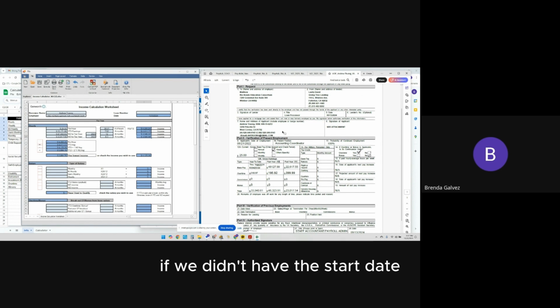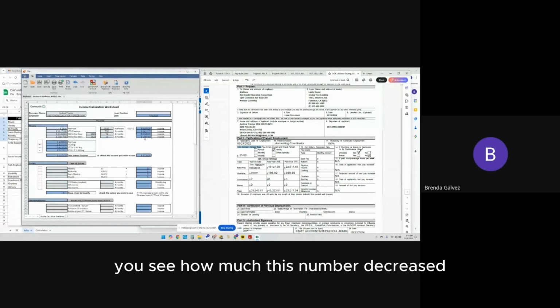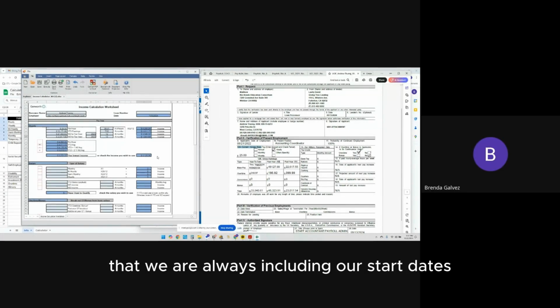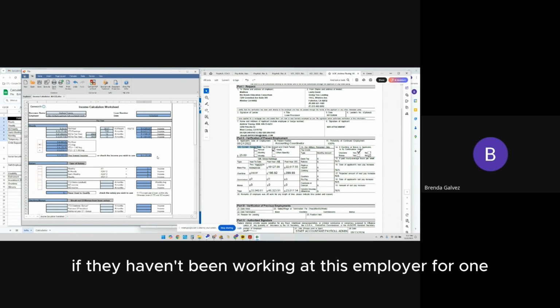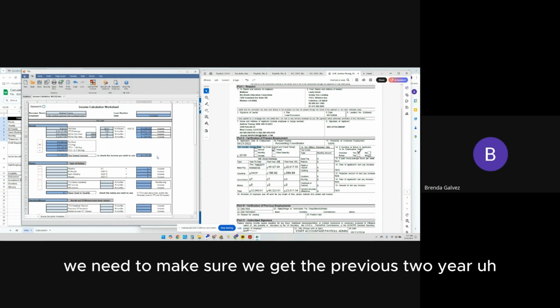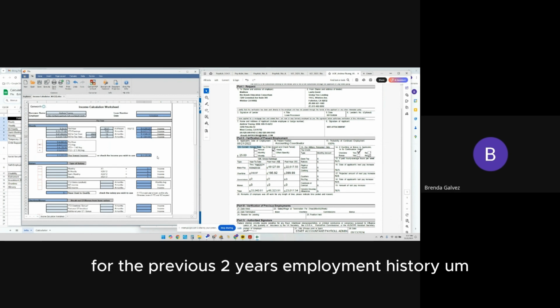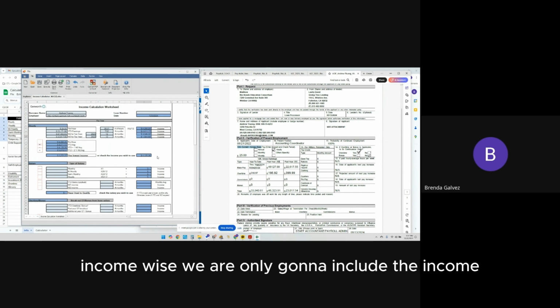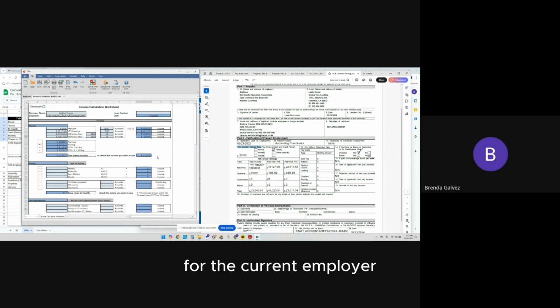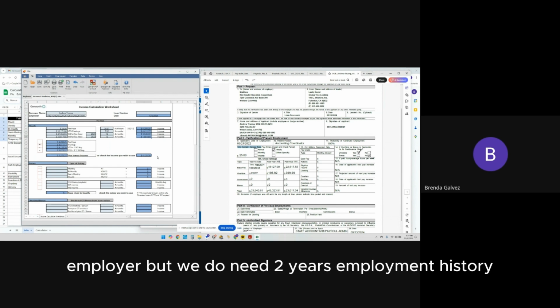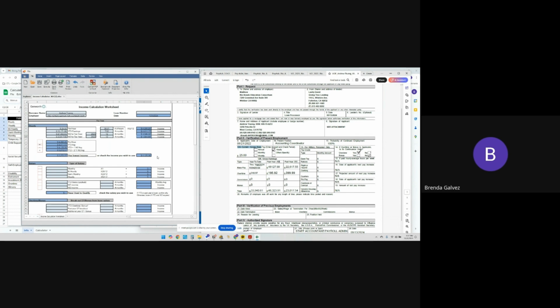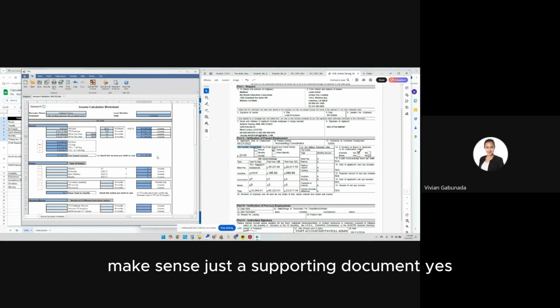If we didn't have the start date and we put this 22,000 and then we put 12 months here, you see how much this number decreased? So it's always important when we're scrubbing our files that we always include our start dates. If they haven't been working at this employer for at least 2 years, we need to make sure we get the previous 2 years of employment history. Income-wise, we are only going to include the income for the current employer, not for the entire 2 years. So we're only going to include the income for their current employer, but we do need 2 years of employment history. Make sense? Just a supporting document.